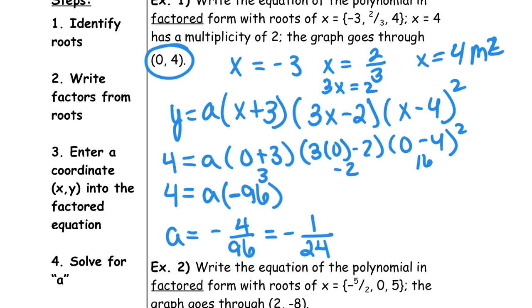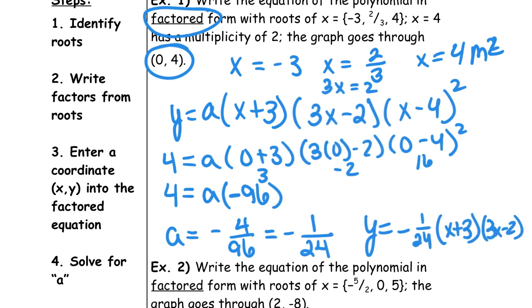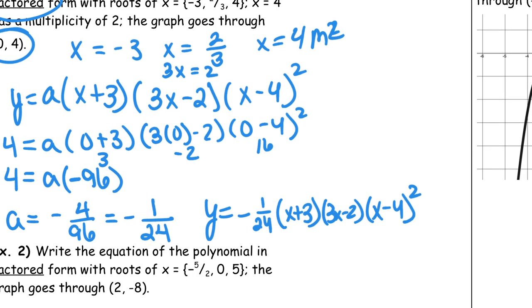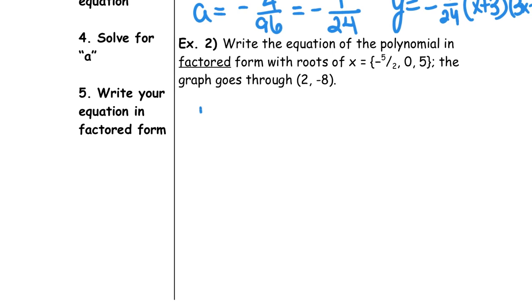So now we're going to go back and write the equation. So we go back up top and we got y equals negative. And keep in mind, I'm letting you do it in factored form so we don't have to multiply this huge thing out. So it'll just be -1 over 24, and then you go back up and write x plus 3, 3x minus 2, and x minus 4 squared. It would take us a few minutes to multiply all that out. We're okay with that?